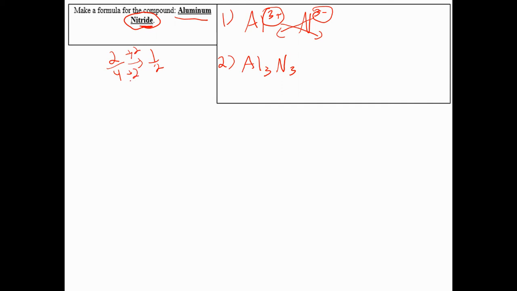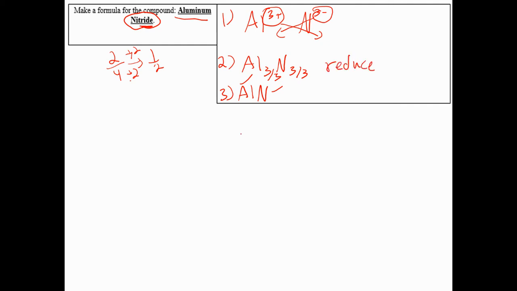So it's the same thing here. You need the simplest ratio. So my last step is to divide everything by 3. So I get the simplest whole number ratio, which is AlN. Aluminum nitride. Metal on the left, non-metal on the right. So make sure that if you have a case where you need to get the simplest ratio, you do that. That's called reducing. You reduce.